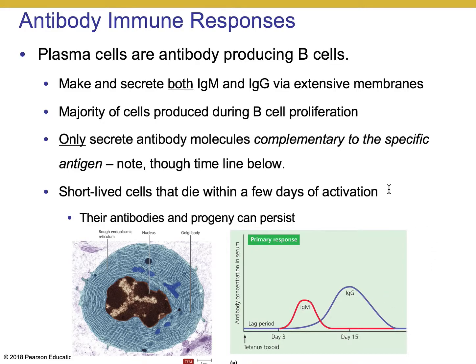So the plasma cells really don't last for very long. They die within a few days of being activated. The antibodies, as we've seen, though, can persist for quite a bit longer, and the memory cells for months or years.